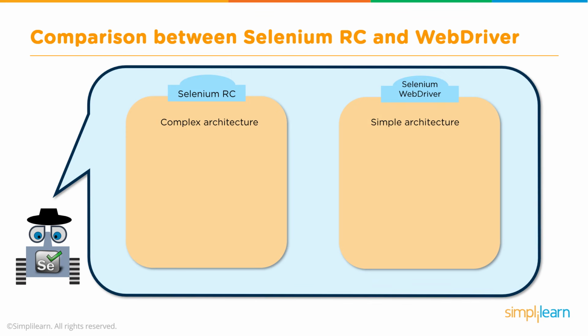Okay, let's do a quick comparison between Selenium RC and WebDriver. RC has a very complex architecture. You know why? Because of the additional RC server. Whereas due to direct interaction with the browser, WebDriver architecture is pretty simple. Execution speed: it is slower in RC and much faster in WebDriver. Why?